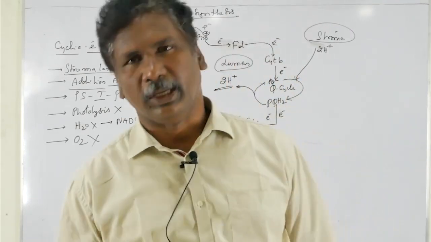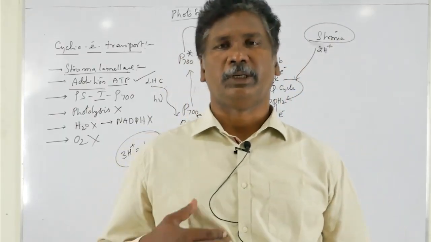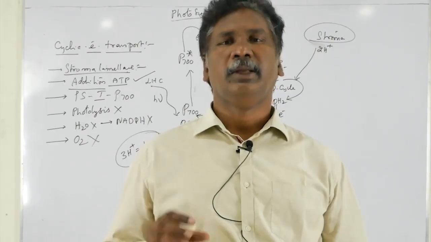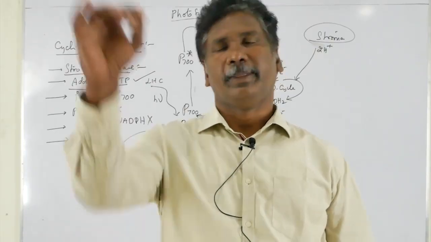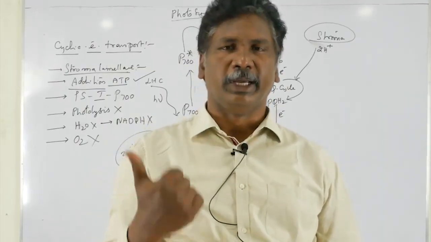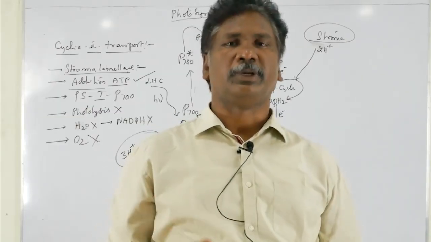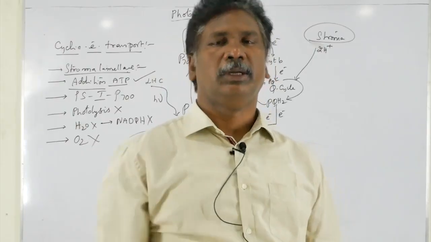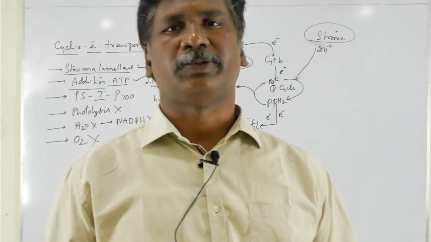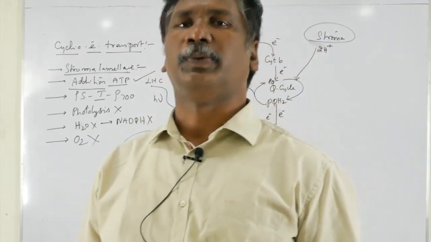Next, finally, we are going to photophosphorylation. Photophosphorylation means formation of ATP in the presence of sunlight. That photophosphorylation is explained by the chemiosmotic theory, which was proposed by Peter Mitchell. Next we can go to another topic, the chemiosmotic theory, which is nothing but photophosphorylation.